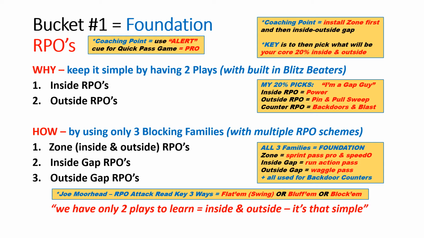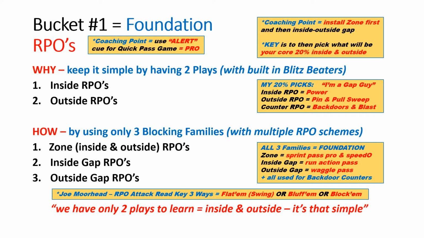What's key with this in the foundation is all 3 of the families will have carryover or overlearning into the next concepts we start to use in the system. So zone, for example, you're going to use that for sprint out pass protection and your speed option, which are Blitz Speeders. Inside gap or angle man blocking we'll use for run action passes. And then outside gap or angle blocking, pin and pull, gives us our waggle, classic waggle play action pass. Again, we can use all of these then for our counters with our backdoor counters rule.